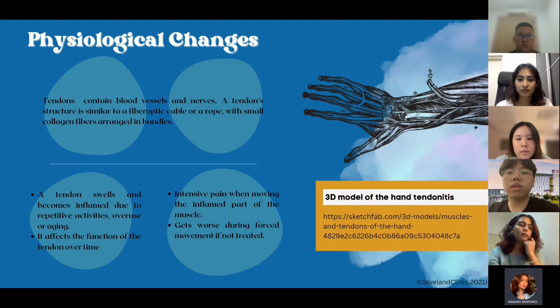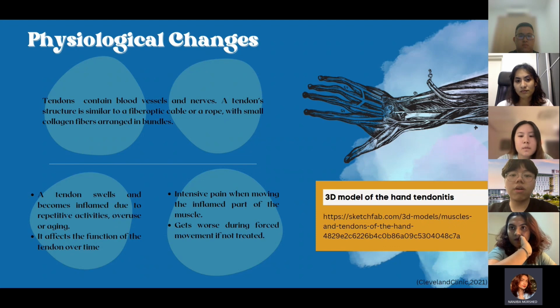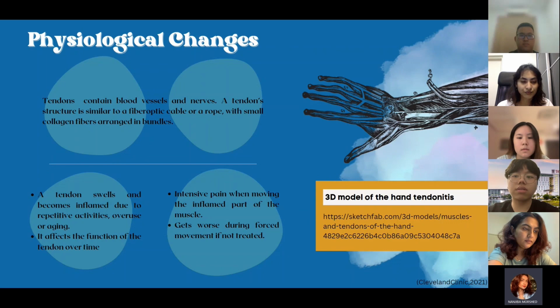So our tendons contain blood vessels and nerves. In normal condition, a tendon structure is similar to a fiber optic cable or a rod, with small collagen fibers arranged in bundles. This bonding reinforces the tendon and makes it stronger. However, tendinitis happens when a tendon swells and becomes inflamed due to repetitive activities, overuse, or aging. The patient may experience intense pain when moving the inflamed part of the muscle. It affects the function of the tendon over time and gets worse during forced movement if not treated.